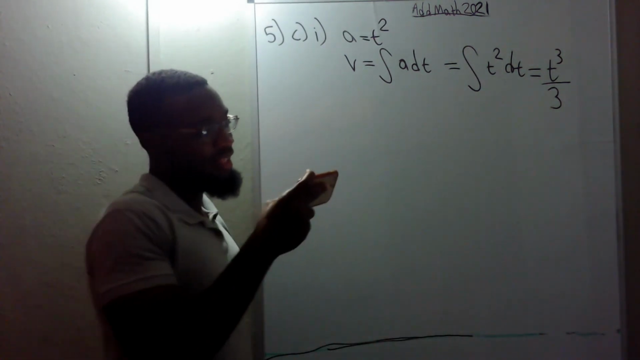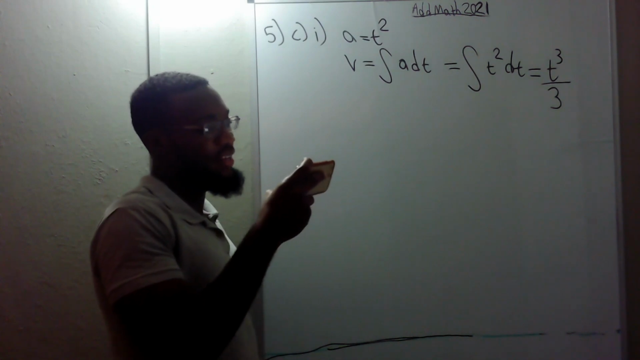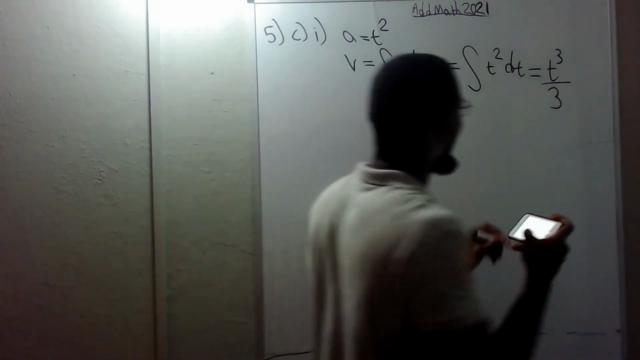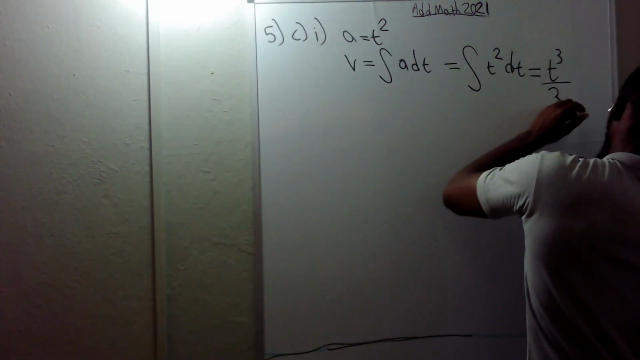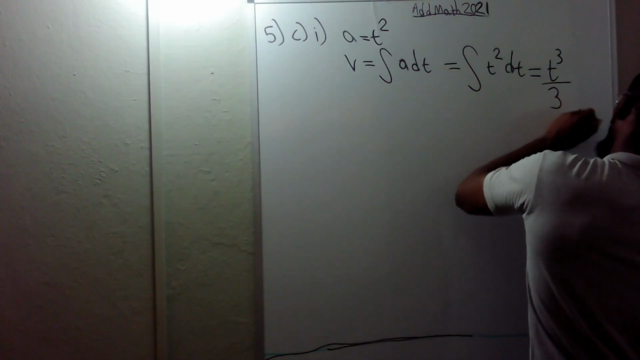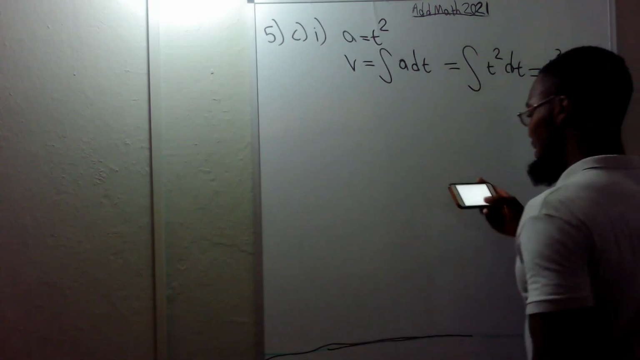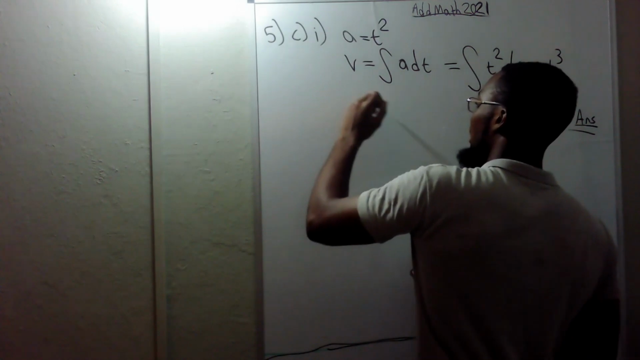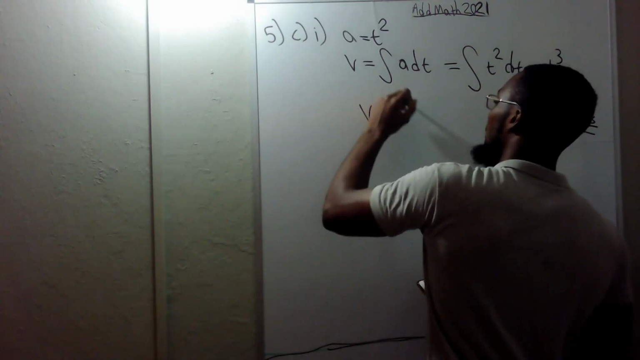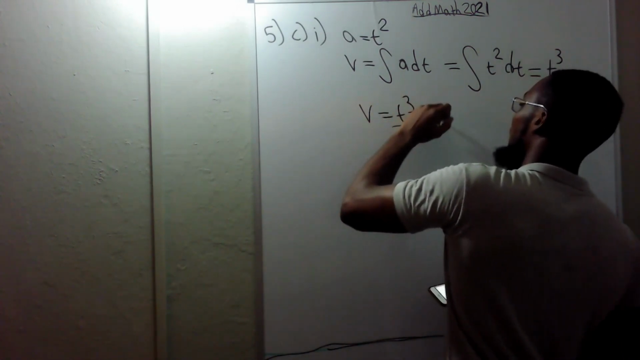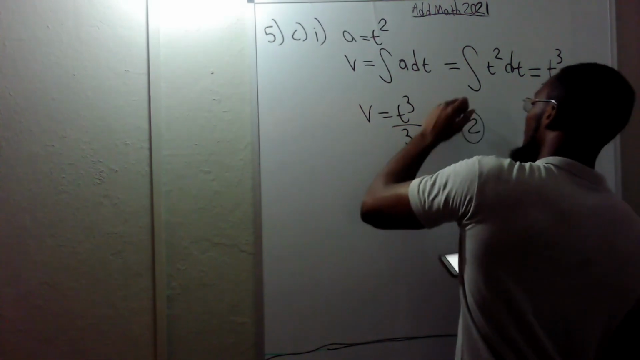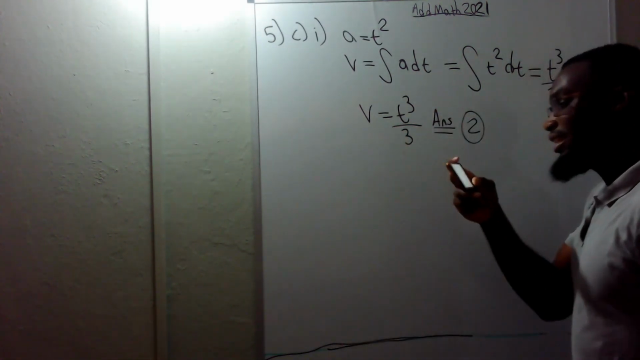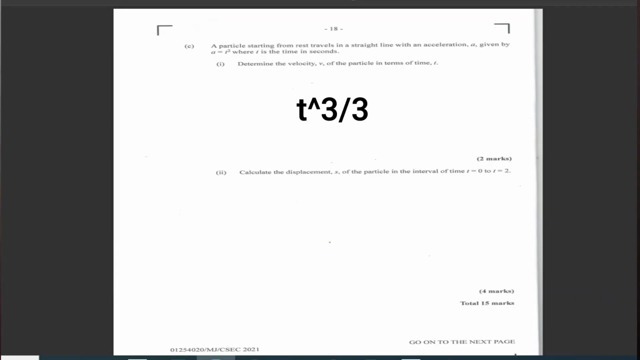Good. Now the next thing, guys, it says determine the velocity. That's the velocity formula, guys. So you can tell them v is equal to t cubed over 3. That's 2 marks. The next part says calculate the displacement of the particle between 0 and 2.